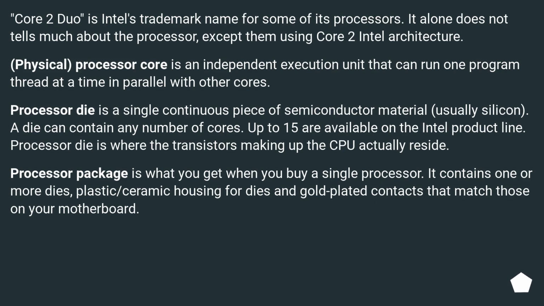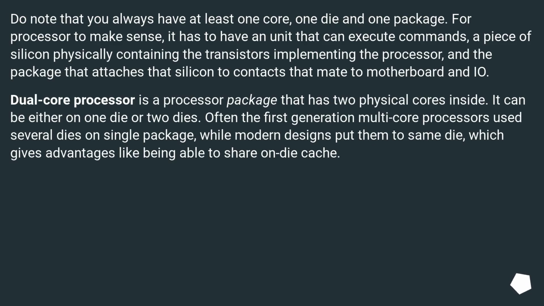Processor package is what you get when you buy a single processor. It contains one or more dies, plastic/ceramic housing for dies and gold-plated contacts that match those on your motherboard. Do note that you always have at least one core, one die and one package. For processor to make sense, it has to have a unit that can execute commands, a piece of silicon physically containing the transistors implementing the processor, and a package that attaches that silicon to contacts that mate to motherboard and I/O.